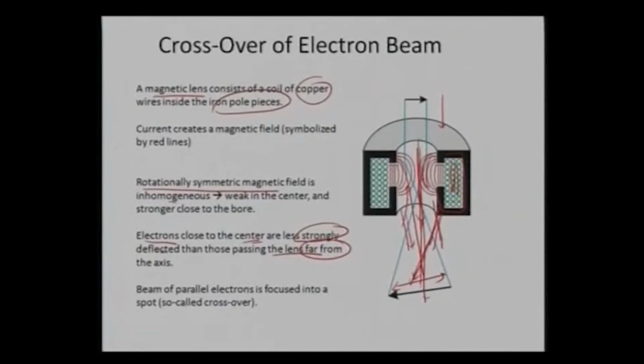So instead of getting a parallel beam, we can try to focus all this beam into a spot, and this spot now becomes the so-called crossover, because I have a particular regime.